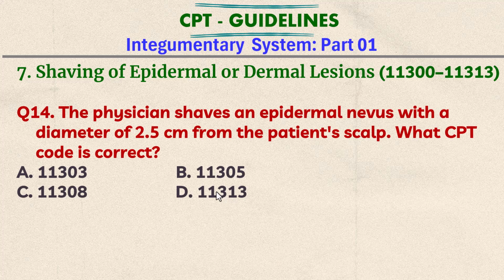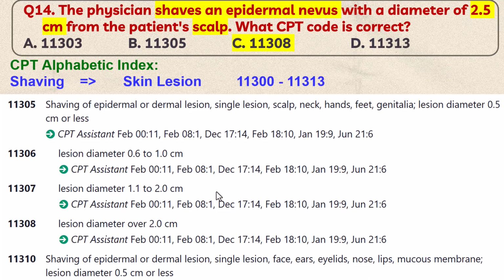The next question: the physician shaves an epidermal nevus with a diameter of 2.5 centimeter from the patient's scalp. What CPT code is reported? So there are 4 answers available. Take your CPT code book and find the answer. So here you have to highlight this is shaving of an epidermal nevus, 2.5 centimeter, on the scalp. Again, if you are using the alphabetic index, go to shaving, then skin lesion.